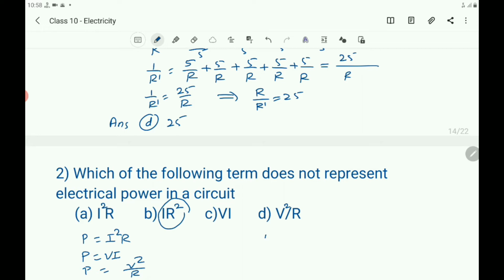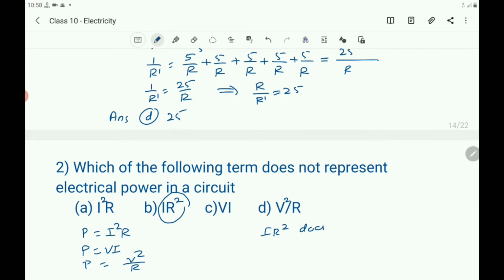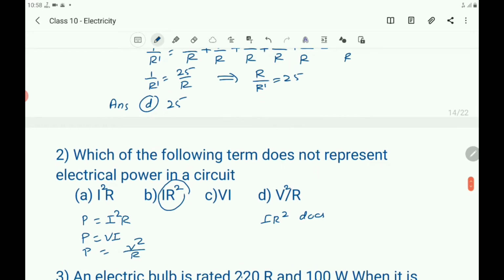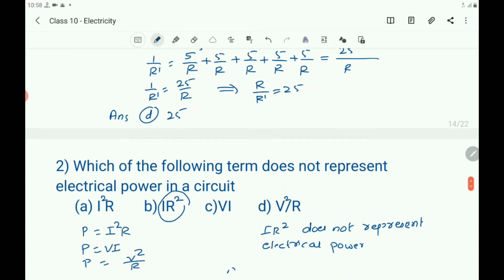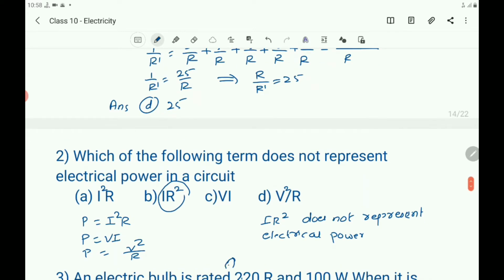So IR square does not represent electrical power. So what is the option here? You write, answer is B, IR square.